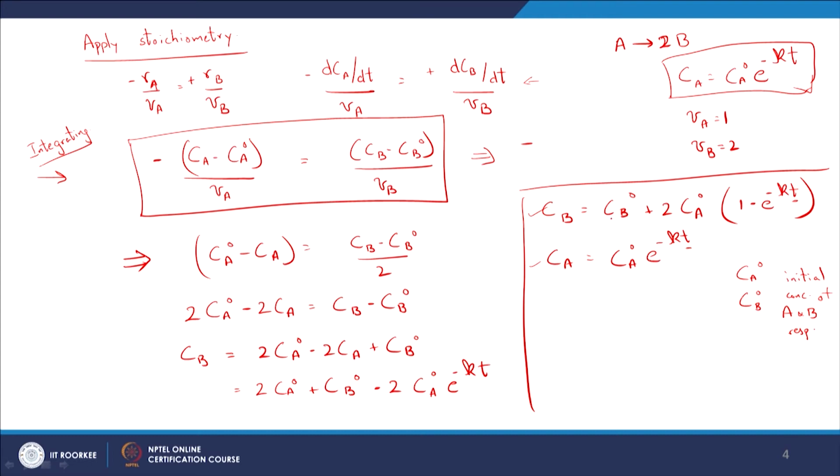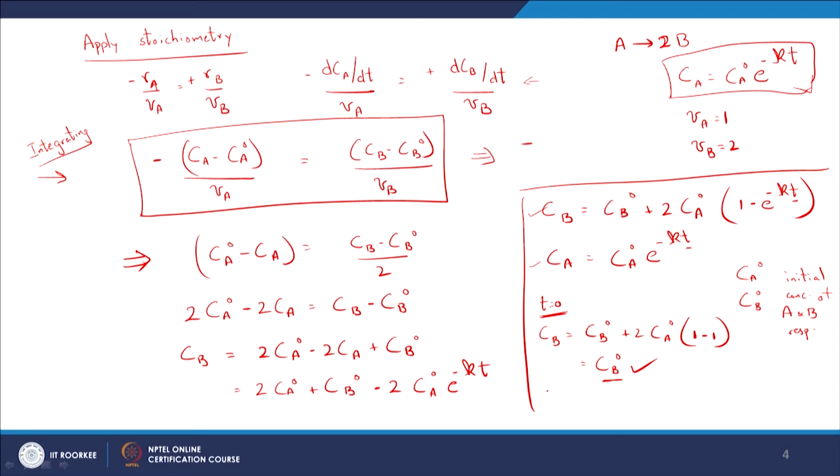So, if you want to, you can plug in time equal to 0 and time equal to infinity and check your particular equation. So, let us plug in time equal to 0. Let us see what Cb will transform to. It will be Cb naught plus 2 times Ca naught into 1 minus e to the power of 0, which is 1 minus 1. So, that is equal to Cb naught. That is a check, right: at time equal to 0, Cb equals Cb naught, which is something that we know.